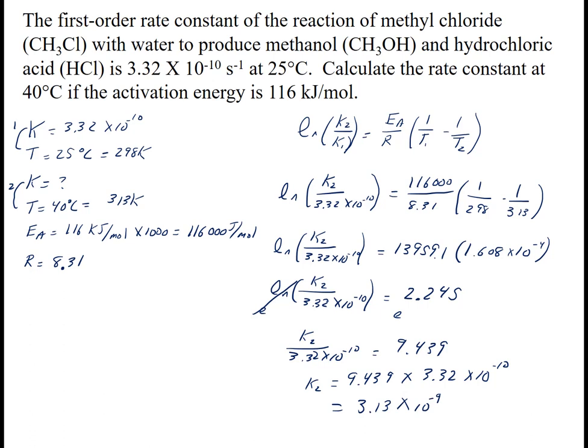Again, this is a rate constant, so I'm not going to worry about what the units are. Let's see if this makes sense. My temperature increased from 298 to 313. As my temperature increases, what should happen to my rate constant? It should also go up. In fact, 3.13 times 10 to the minus 9th is larger than 3.32 times 10 to the minus 10th. Okay, so I'm going to end this video here, and we'll do another problem on the next video.